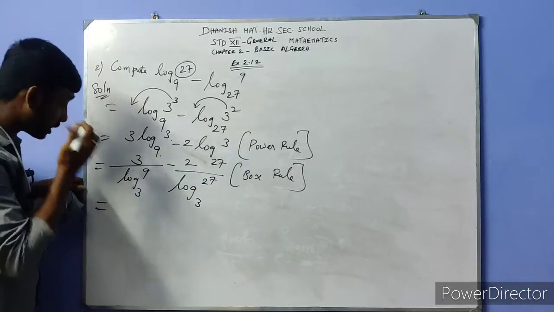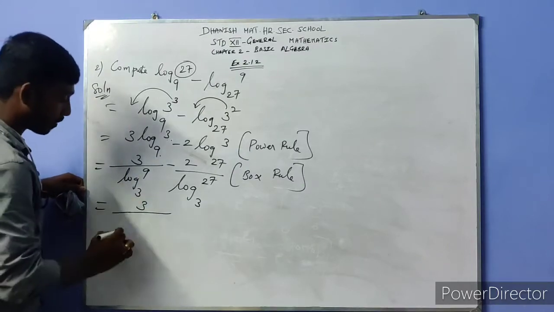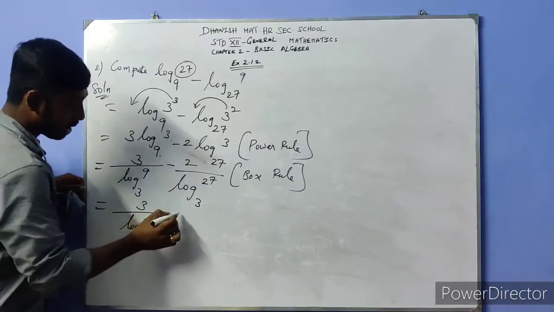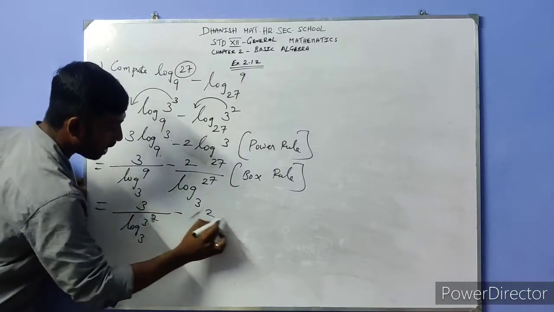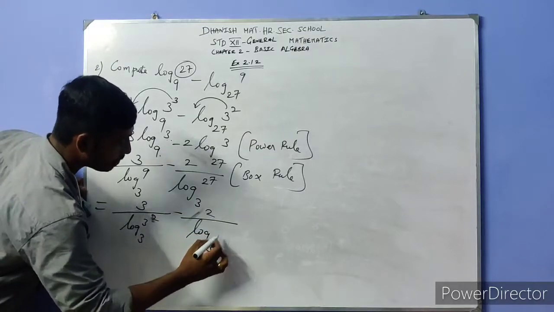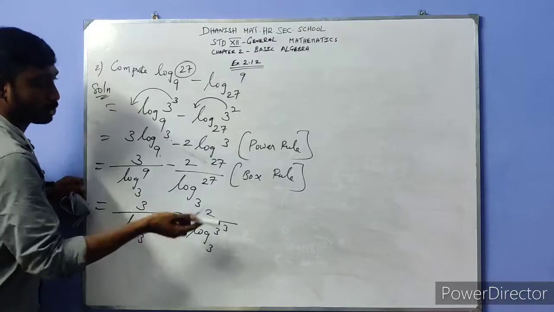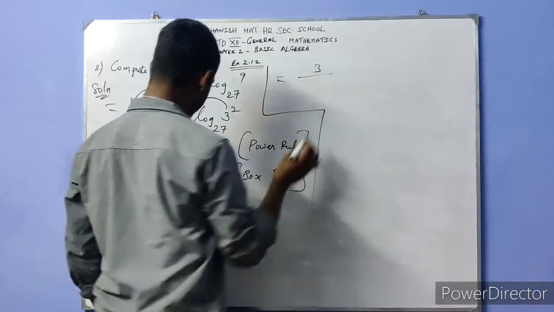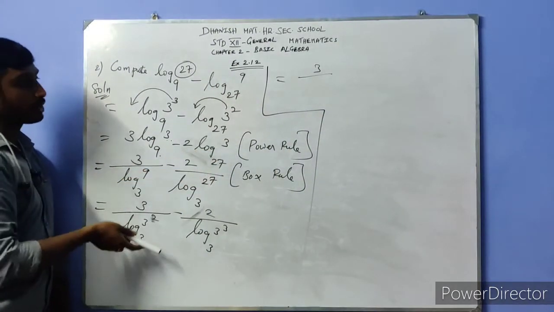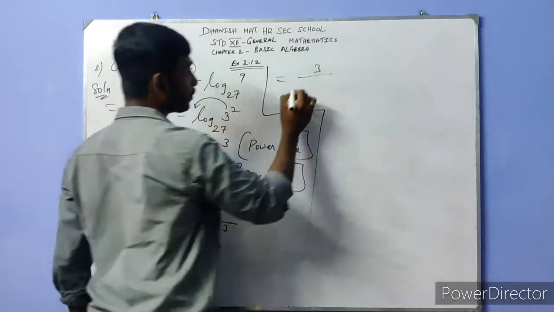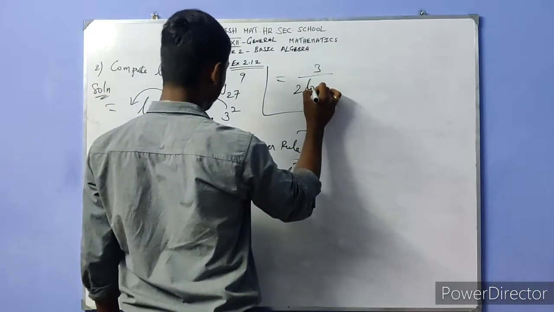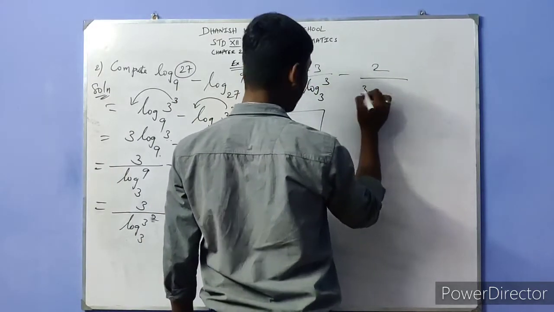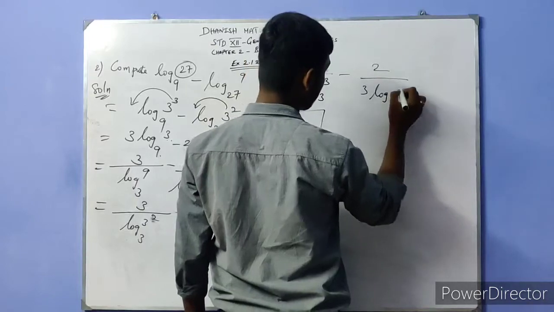Next we are using the power rule method here. What is the power rule? That is log 3 power of 3 square minus 2 divided by log 3 power of 3 cube. So using the same procedure here, 3 divided by, next we use the power rule. This power goes behind the log value: log 3 power of 3 here minus 2 divided by 3 log 3 power of 3.